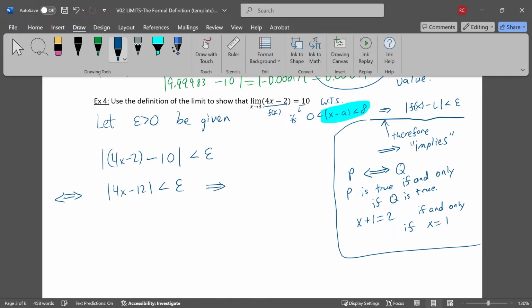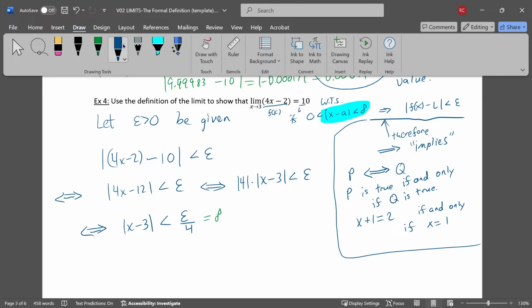And so I know that this statement is also true if I factor out the 4 and I put the absolute value of 4 times the absolute value of x minus 3 is less than epsilon. So that's another if and only if statement. And this is also equivalent to taking the absolute value of x minus 3 is less than epsilon over 4. So that looks like my absolute value of x minus 3 is less than delta. So this is what I pick for delta.